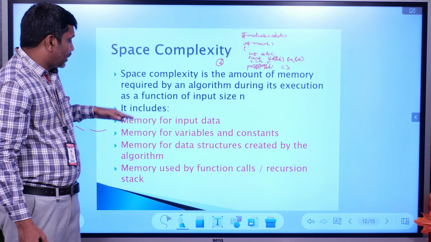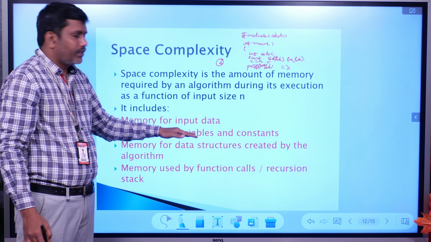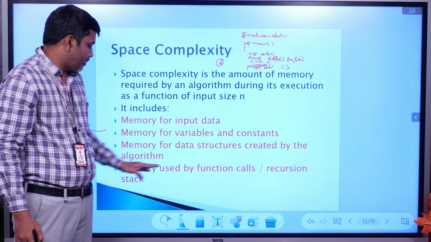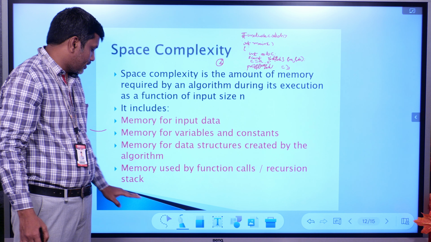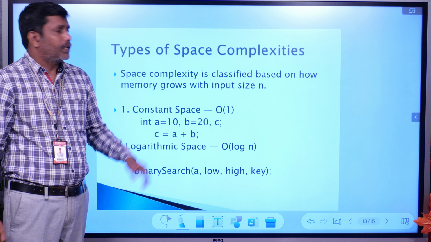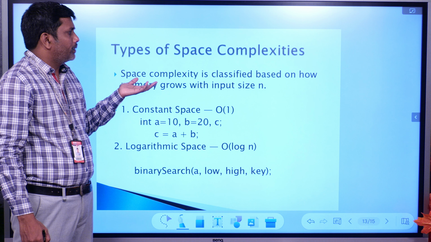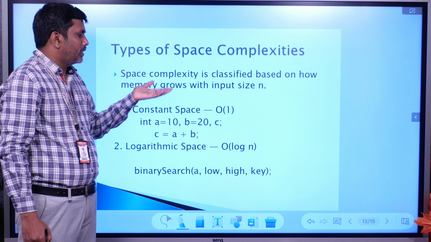So it includes memory for input data, memory for variables and constants, memory for data structures created by the algorithm, and memory used by function calls or recursion, the stack. Okay, so what is meant by constant space complexity? Space complexity is classified on how memory grows with the input size n.